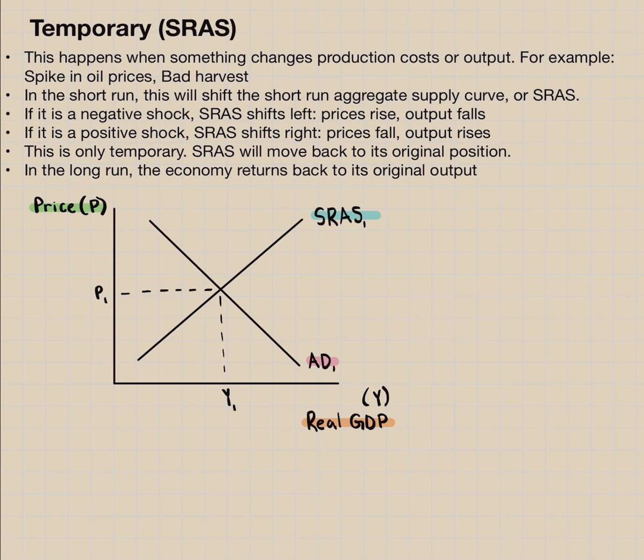Right here, we have an equilibrium. This is when SRAS equals AD. These dotted lines here show our equilibrium output and our equilibrium price.